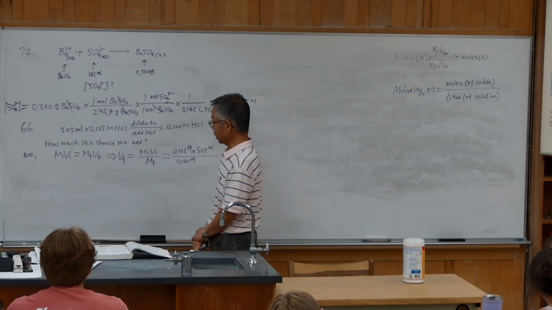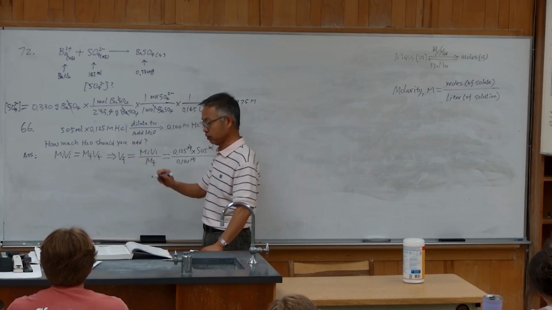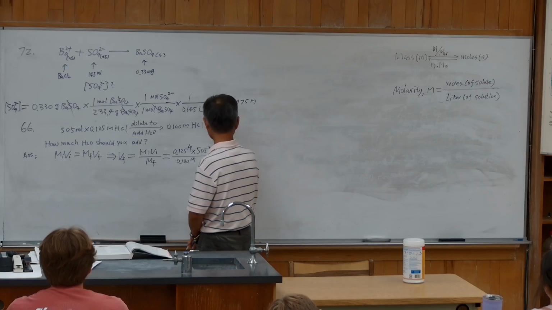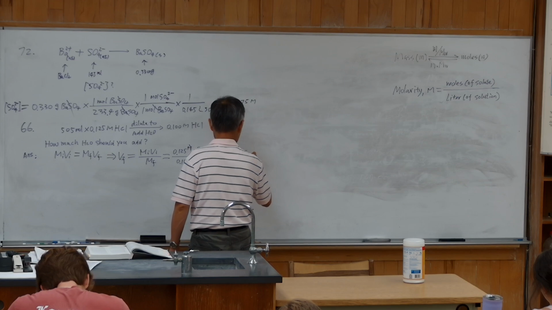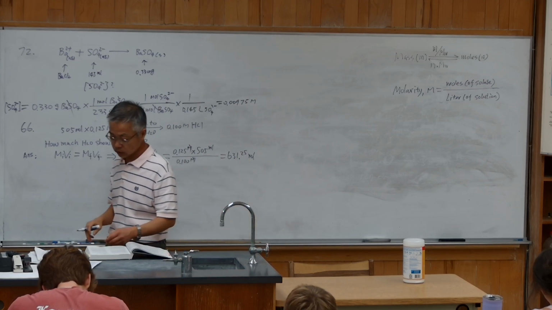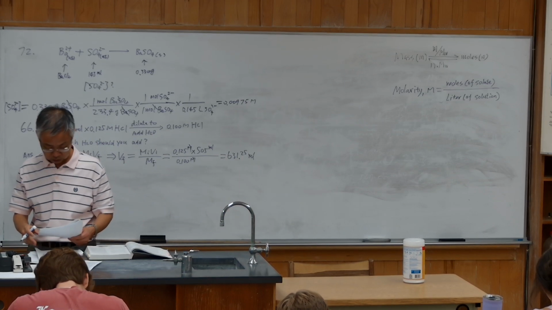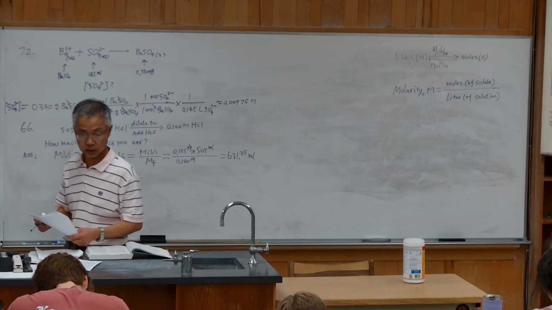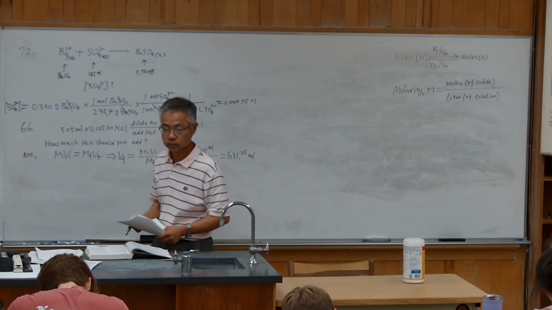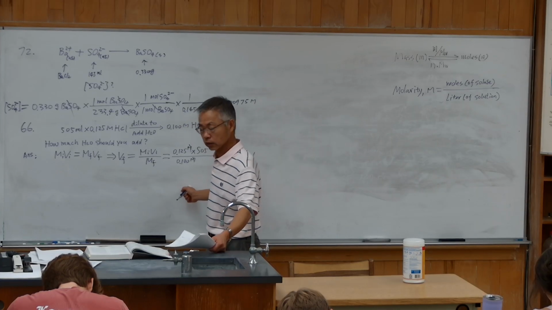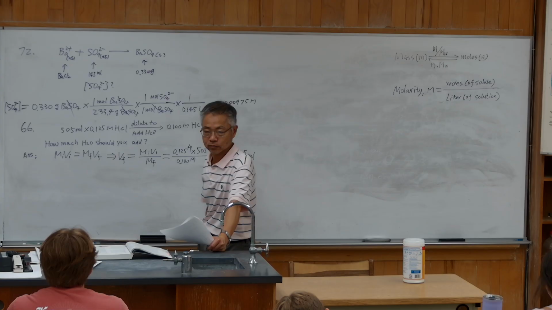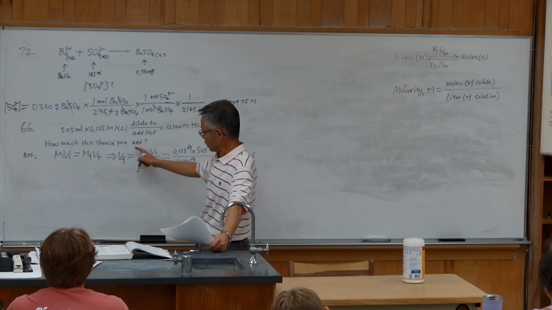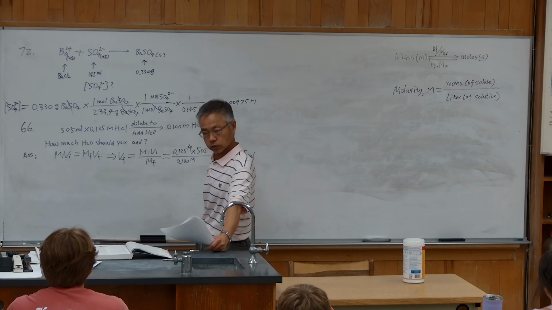Your Vi is in milliliters, then Vf is also in milliliters. So from here, we get the number 631.25 milliliters. What does this mean? Is this your answer? This is not your answer. The question is how much water should you add?